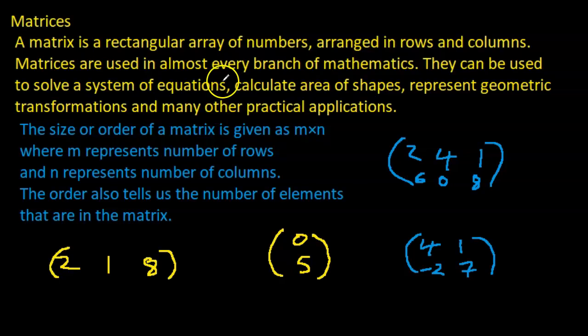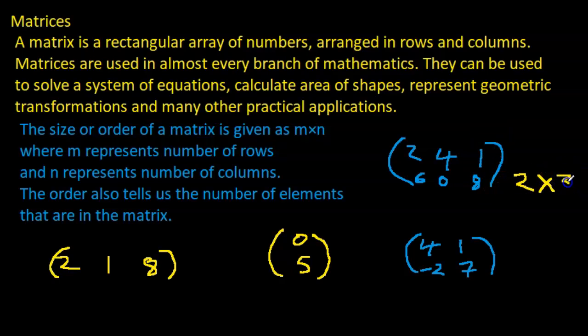So, for example, this matrix here, the order of this matrix is rows by columns. So we normally put the rows first. So how many rows do we have? 1, 2. So 2 rows going across. So the order of this matrix is 2 rows and how many columns? 1, 2, 3. So 3 columns.